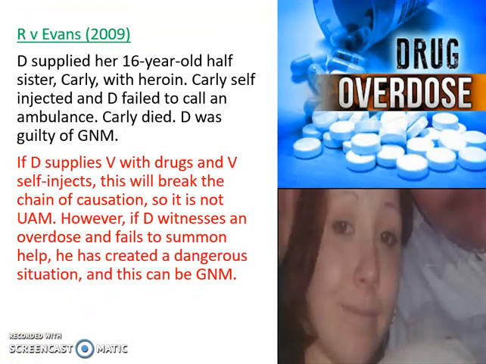Another drugs case here was Evans, and this was where the defendant supplied her 16-year-old half-sister with heroin. Carly self-injected, so that broke the chain, it couldn't be UAM. But the big sister failed to call an ambulance and Carly later died. And our defendant was guilty of GNM, gross negligence manslaughter, which we'll look at in the next video. So if the defendant supplies the victim with drugs and the victim self-injects, that breaks the chain, it can't be UAM. But if they don't call an ambulance, it'll make it gross negligence manslaughter.